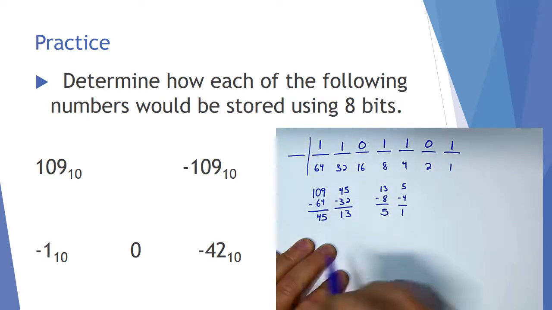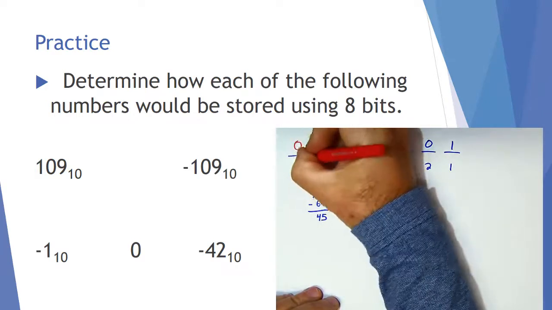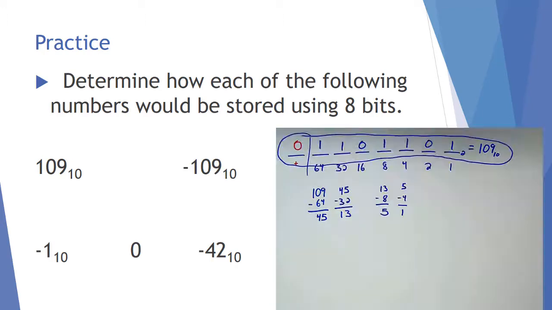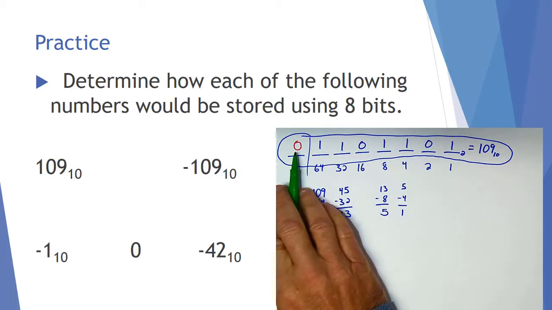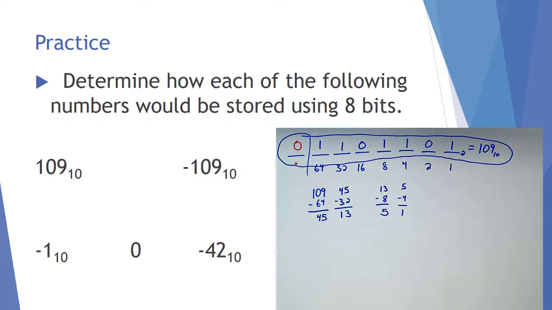Now 109 is shown as a positive number, so that means we should go ahead and put in a sign bit of 0 since it represents positive. And there we are, we got it. That is 109, positive 109, that is, base 10. Now as long as we have that, we should represent negative 109. Remember, we can't just flip this. What do we need to do to find negative 109? We need to take the 2's complement, so let's do that.